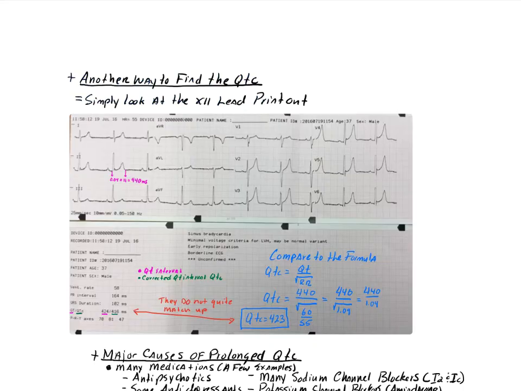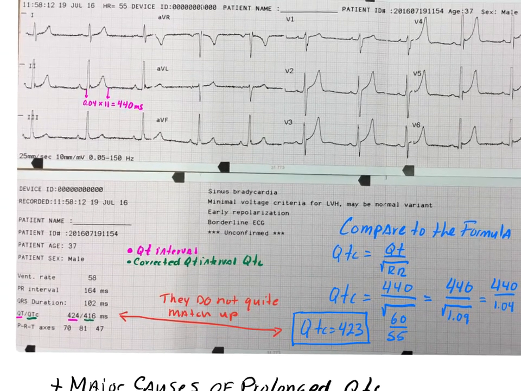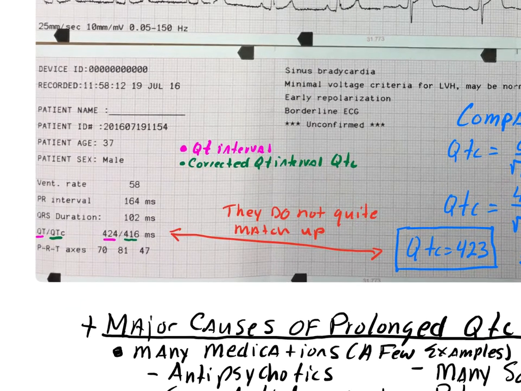Well, that seems kind of tedious. So, is there another way to find the QT interval? Yes. And this is what you should do. Okay? This is what you should do. You go to your 12 lead, you print your 12 lead off. All right? And you go to the information area on that 12 lead. Okay?